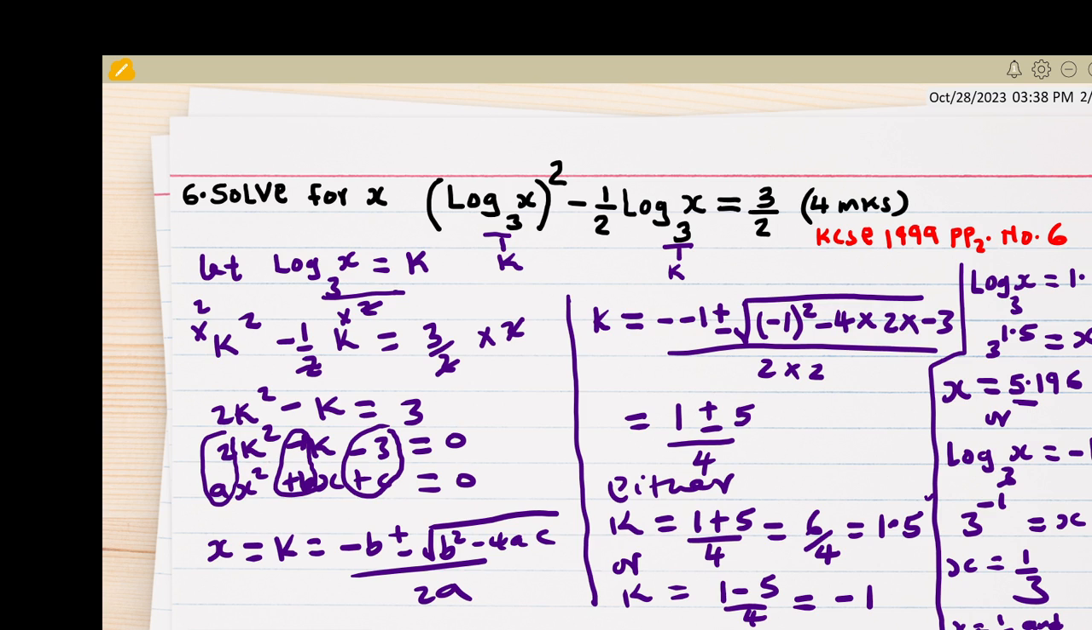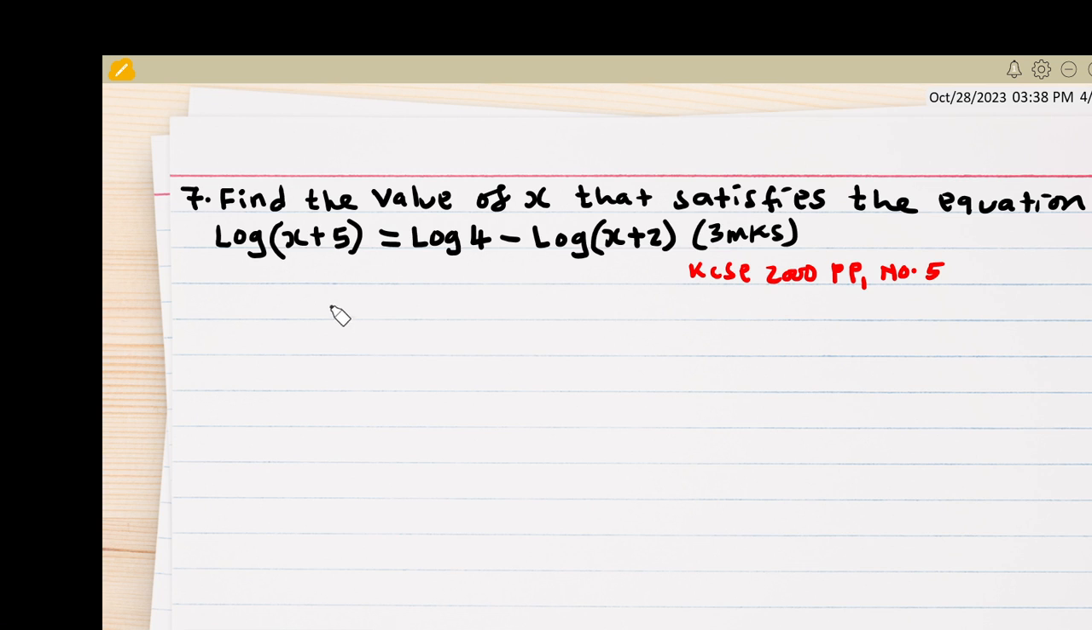Then we look at our example number 7, which reads: find the value of x that satisfies the equation log(x + 5) = log 4 - log(x + 2). So it's also a past equation done in 2000 paper 1 question number 5.